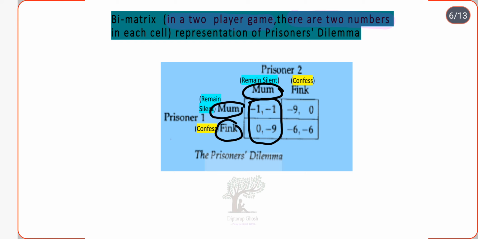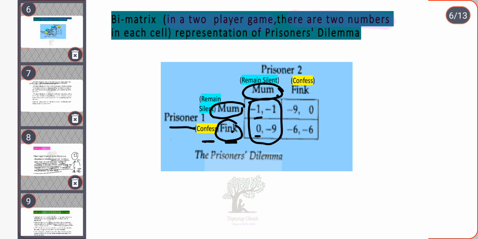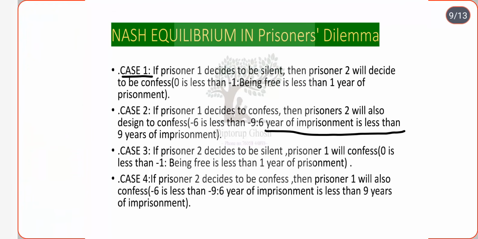Now if prisoner 2 decides to be silent, these are the two strategies that are available. Prisoner 1 may select mom or may select fink. If prisoner 1 selects mom, then he will get 1 year of imprisonment, and if prisoner 1 selects fink, he will get 0 years of imprisonment. So obviously prisoner 1 will select to fink, that is to confess. So if prisoner 2 decides to be silent, prisoner 1 will confess because 0 is less than 1, being free is less than 1 year of imprisonment.